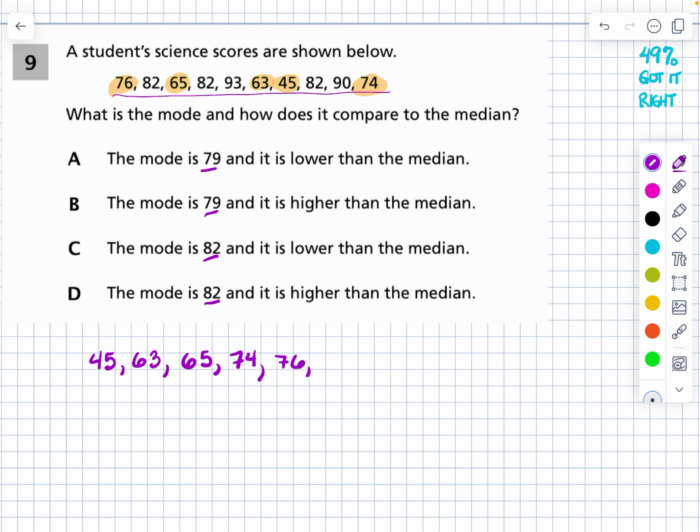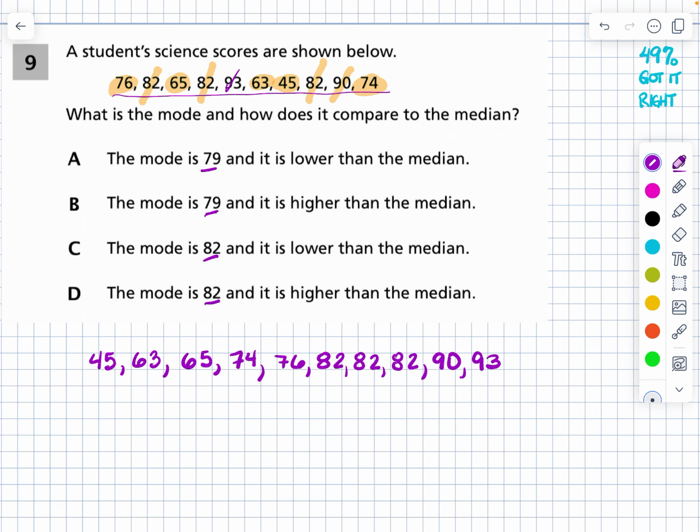76. And then what's next? We've got an 82, 82, 82. So 82, 82, and 82. All right. Hopefully you are seeing the mode, 82. And then we've got a 90 and then a 93. So we have a 90. And the last one is a 93, so we got that one taken care of. So now these are ordered least to greatest, and we can see the mode.